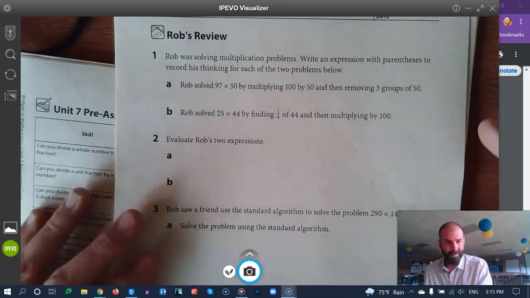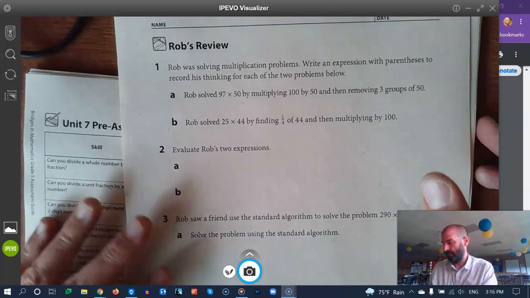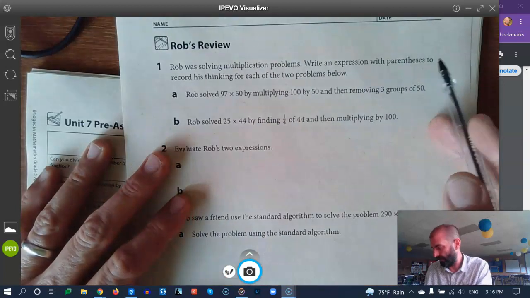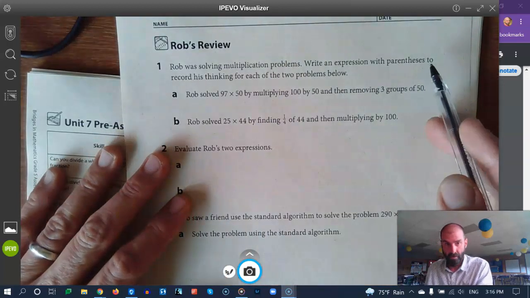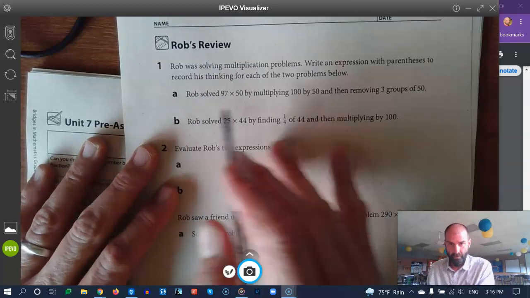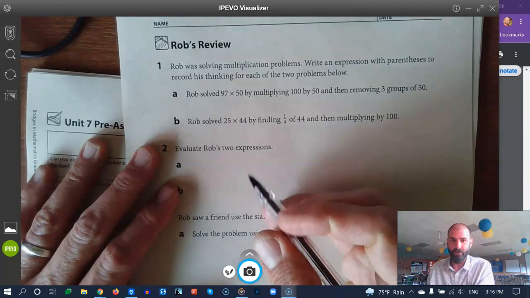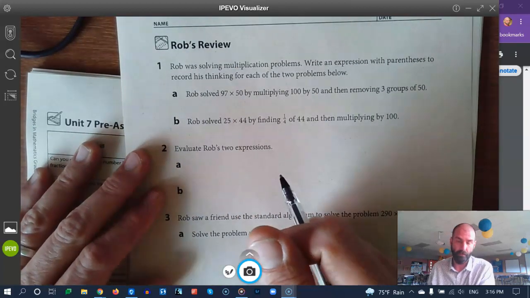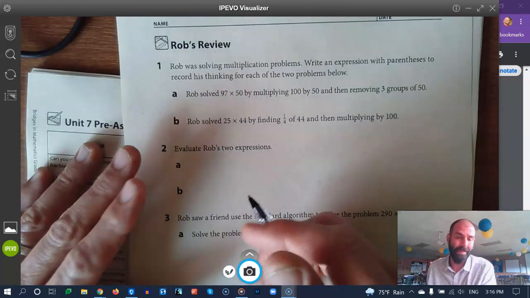All right, so the daily practice is some review. So it says Rob's review. Rob was solving multiplication problems. Write an expression with parentheses to record his thinking for each of the two problems below. So this is the thinking, and you have to write an expression. Remember, an expression is like 2 plus 2. That's an expression. The equation is 2 plus 2 equals 4.